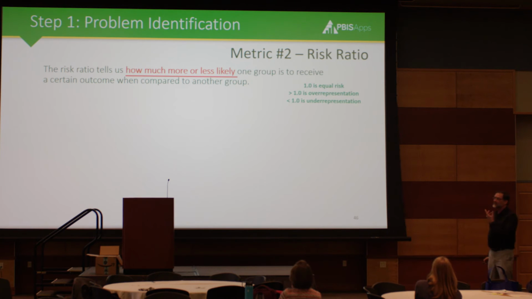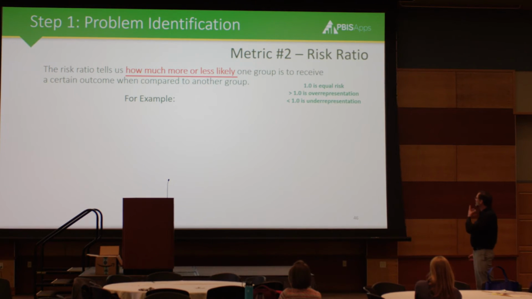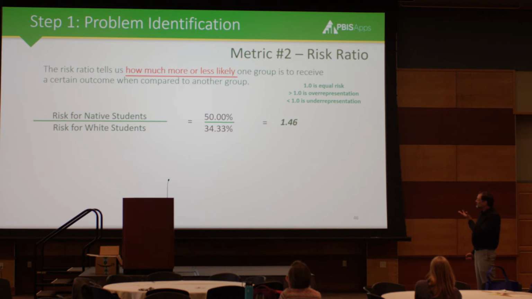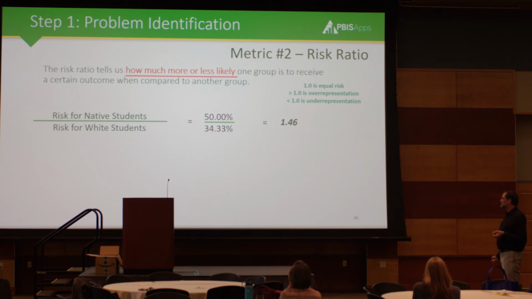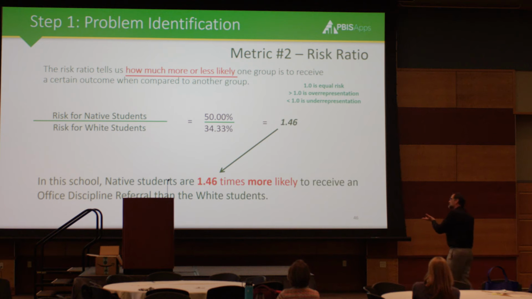So what does this mean? Well, really, the risk ratio tells us how much more or less likely it is for this outcome to happen. Okay? And remember, one would be equal. So remember, we had those native students at 50%, and our white students were at 34%. If you do that division, it's 1.46, and it goes on for a long ways. The spreadsheet would round it off for you, or you can say it's 1.46. So we would read this as saying, in this school, the native students are 1.46 times more likely to receive an office discipline referral than the white students.